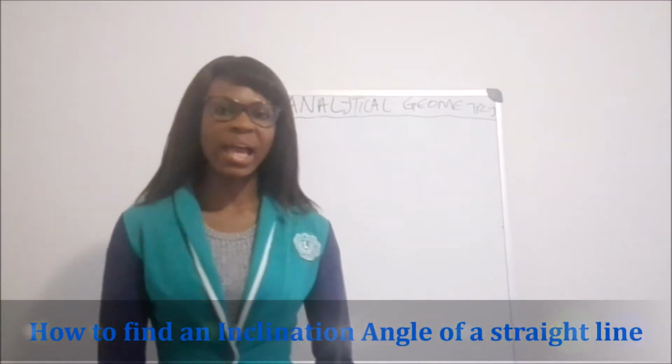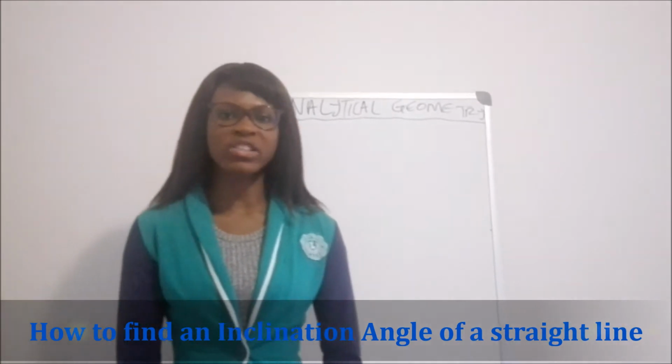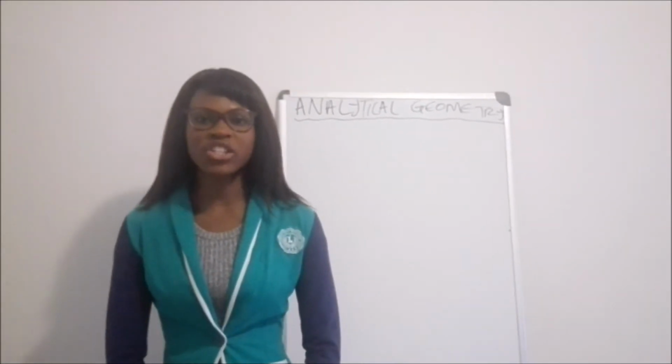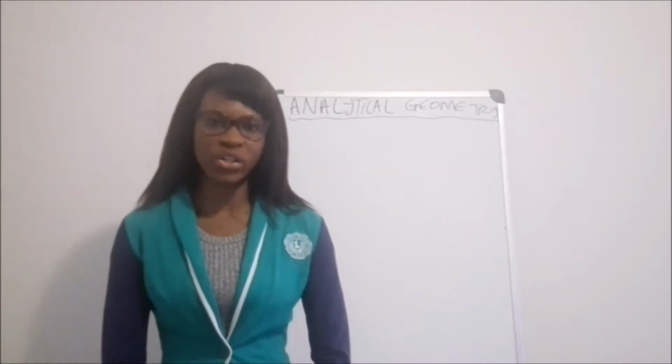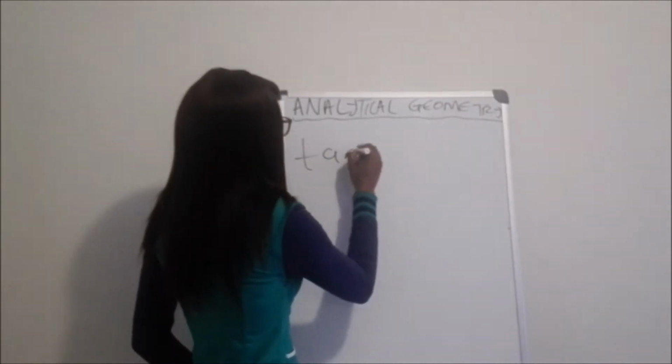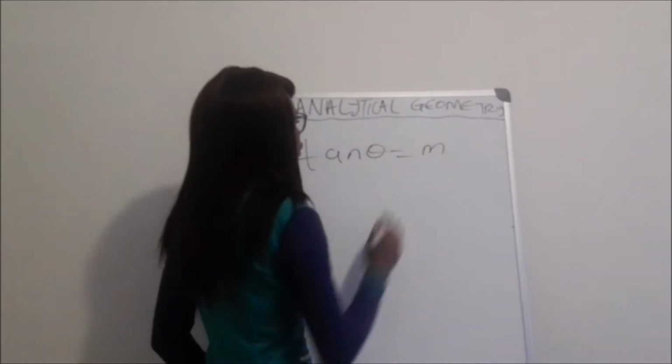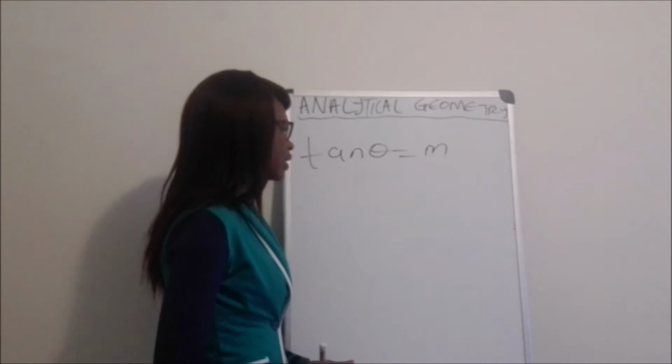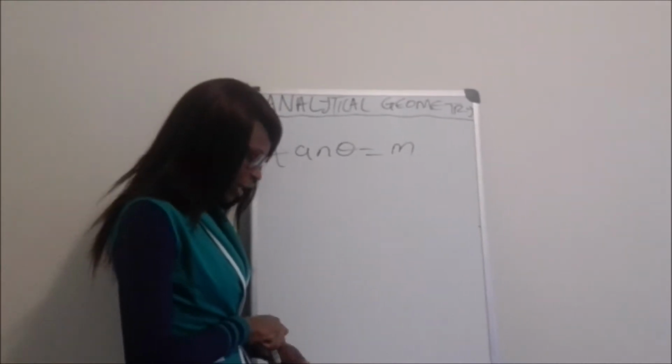In this lesson we will be dealing with analytical geometry, on how to find an inclination angle of a straight line. An inclination angle is an angle measured from the horizontal, in an anti-clockwise direction, from the horizontal to the line. So the equation is tan theta equals m, where m is the gradient and theta is the angle of inclination.